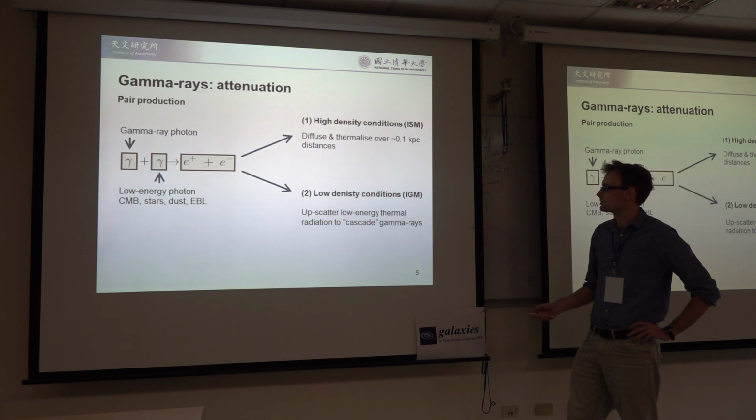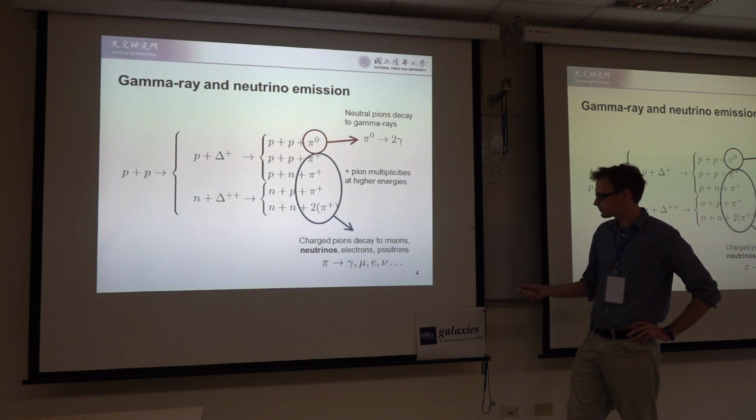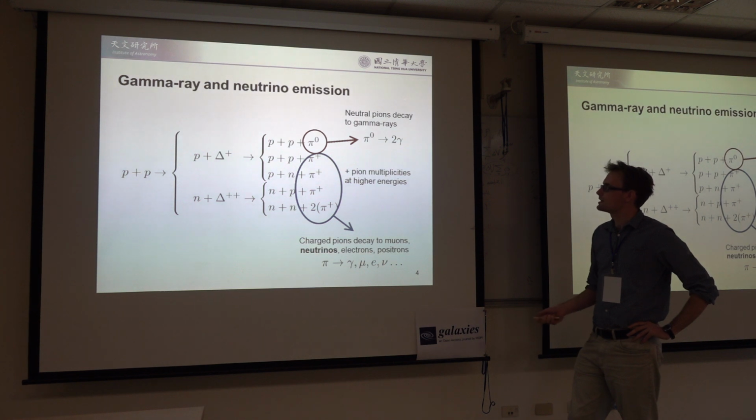Alternatively, the decay of these charged pions can lead to the formation of further gamma rays, leptons, which can thermalize quite quickly in the interstellar medium, and of course neutrinos. So suddenly we have these interactions which are a source of both gamma rays and neutrinos as well.